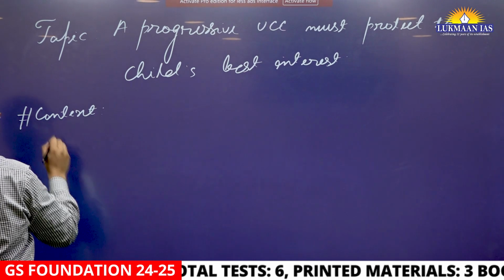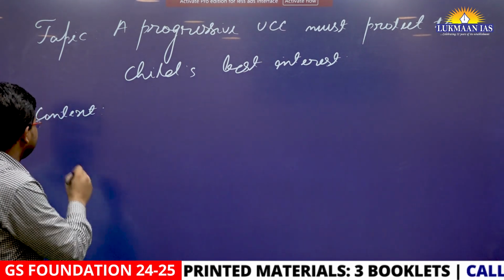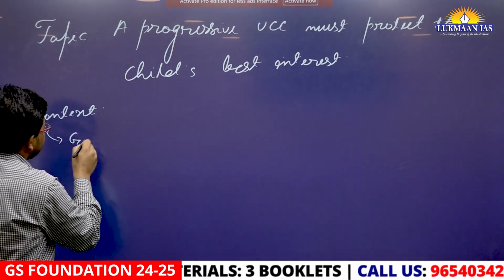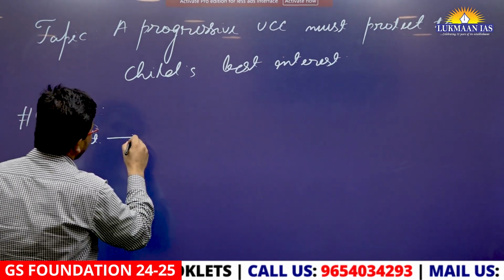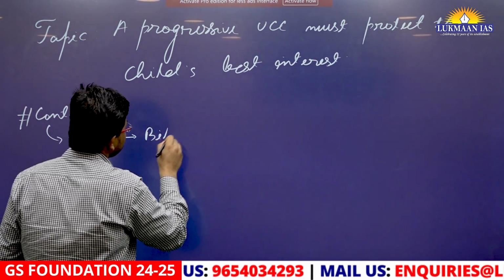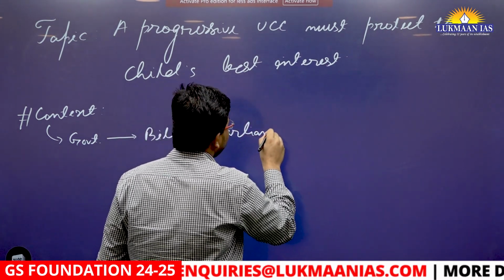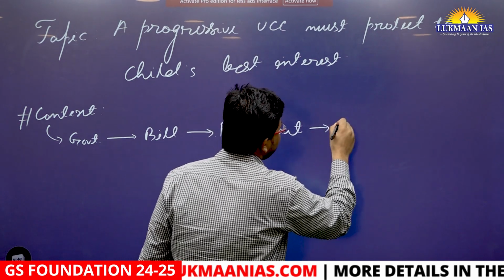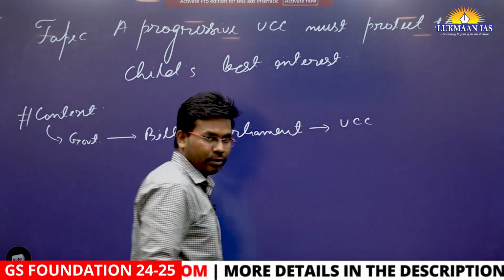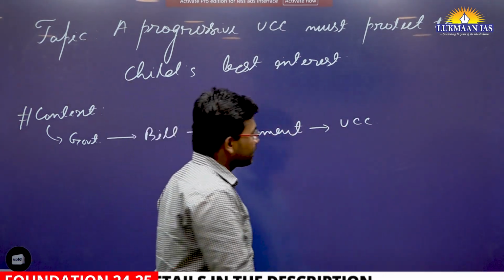So what is the context? Context is the central government, okay? Central government is going to propose a bill in the Parliament of India, okay? They are going to propose a bill in the Parliament of India for introducing the Uniform Civil Code, okay? For introducing Uniform Civil Code.